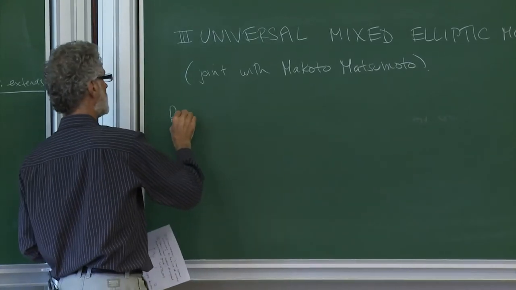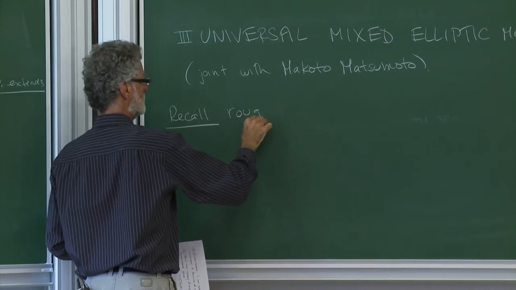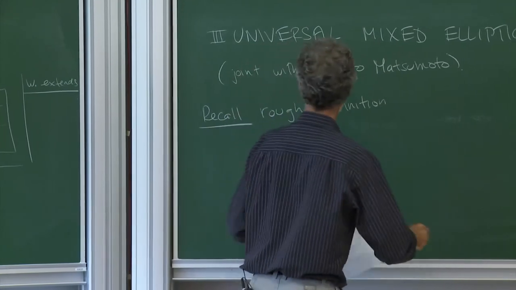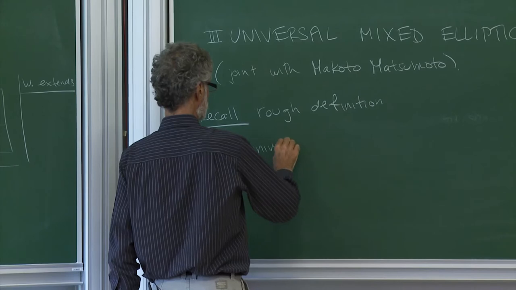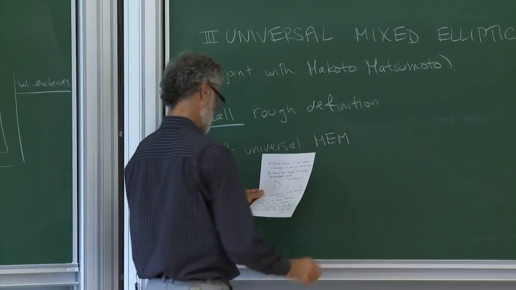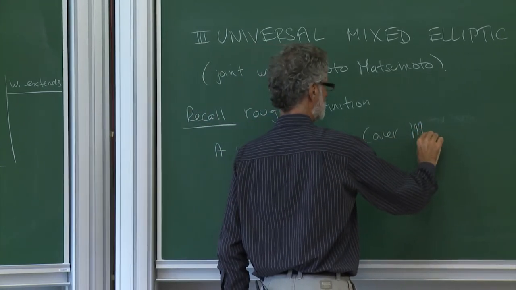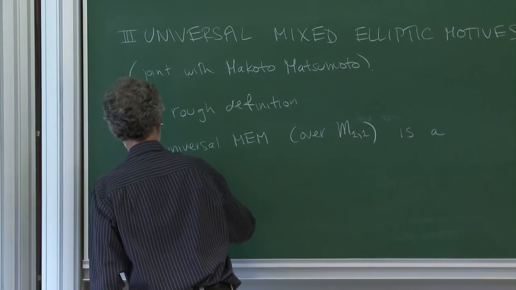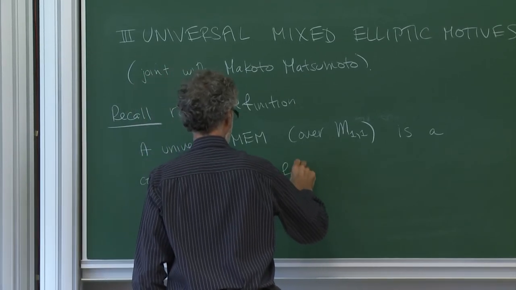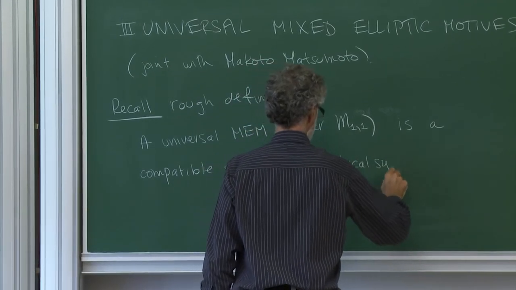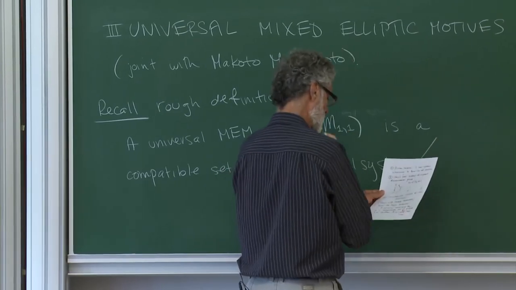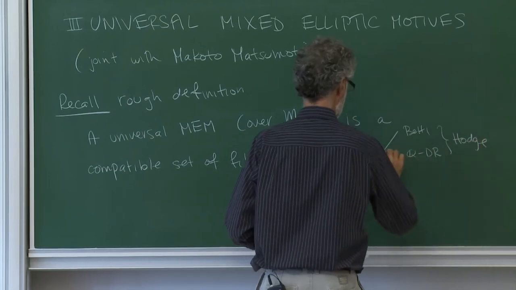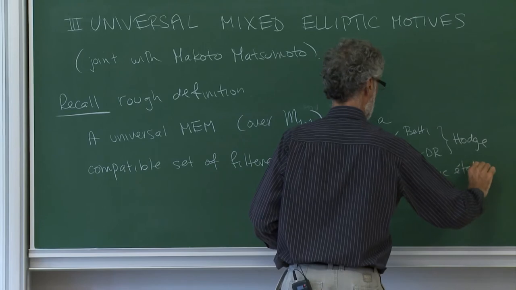Okay, so I'll very briefly recall the rough definition. The words will probably make a little more sense. So what is a universal mixed elliptic motive? It is a compatible set of filtered local systems. And I'll be more precise about this later, but for example, you would have Betti, Q de Rham, this together gives you Hodge, and you would have elliptic. So here you would get a Lie sheaf.